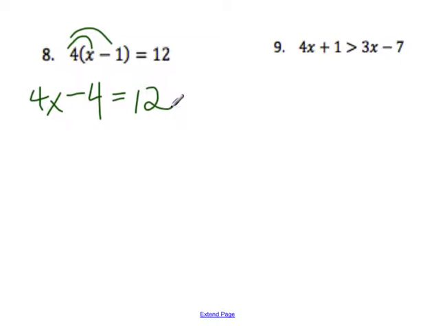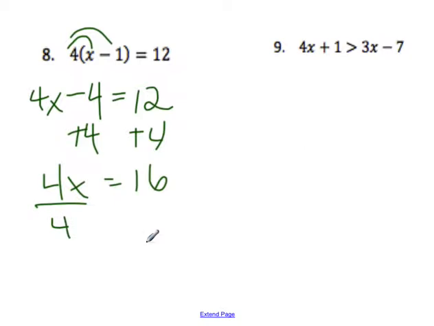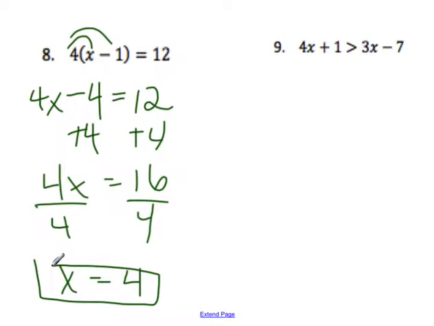So now we don't just want to leave it here. We want to completely solve for x. So I'm going to add 4 to both sides. Then I get 4x is equal to 16. Divide both sides by 4, and I get here that x is equal to 4. So on all of these, you should always have the solution x equals, okay?